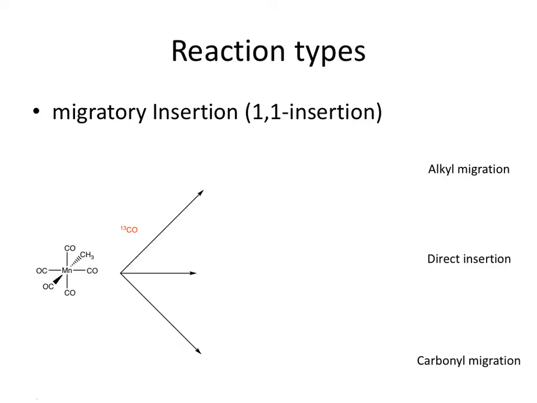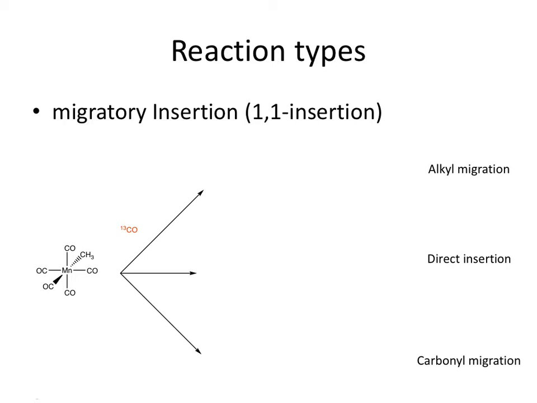Okay, so in the guided inquiry, we had you looking at a variety of these possible mechanisms. So if we look at the insertion or addition of a C13 labeled carbon monoxide to this manganese pentacarbonyl methyl complex, we expect to form the acyl product. And there are 3 reasonable possible mechanisms for this reaction.